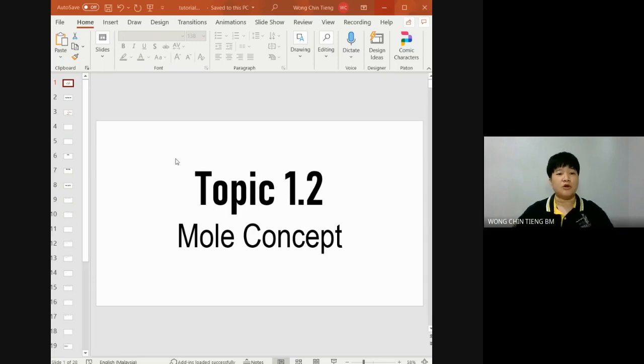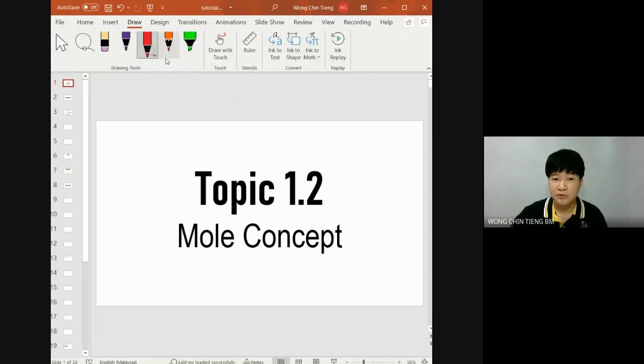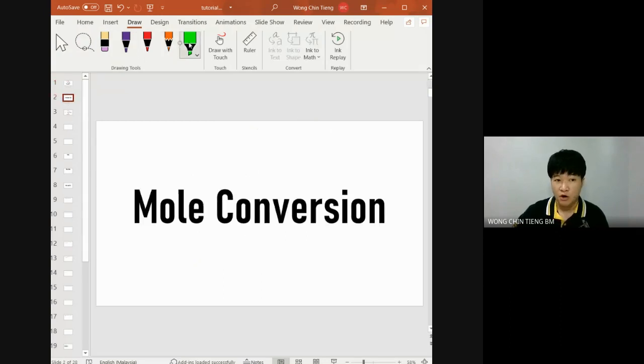Alright. So, your topic 1.2. Dalam topic 1.2 ni kita akan banyak calculation. A lot of calculation. Basically, your entire topic 1 is more on calculation. Okay? And in your topic 1.2, your mole concept over here, there is one thing that I want you to focus on first. Mole conversion.